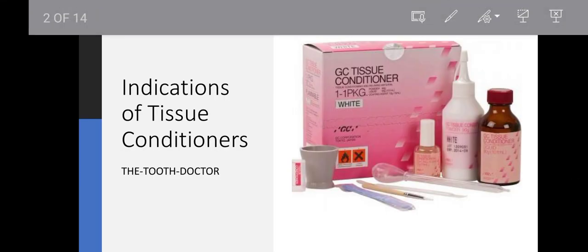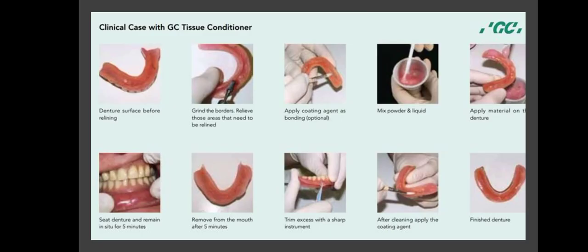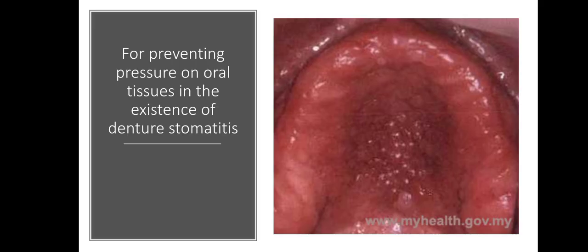Today we are going to discuss the indications of tissue conditioners: what are the conditions in which tissue conditioners are required, and why they are required. Starting from the first one, the condition in which tissue conditioner is required is to prevent pressure on oral tissue in the existence of denture stomatitis.